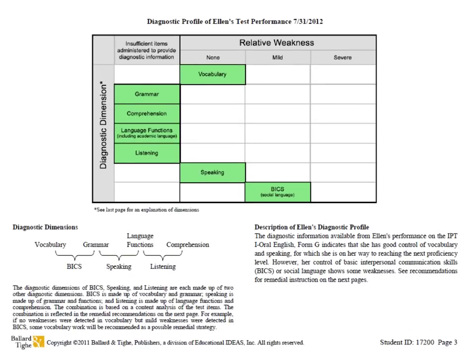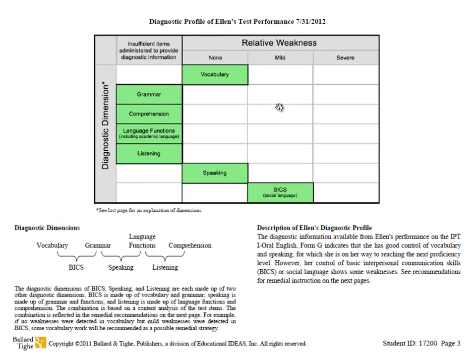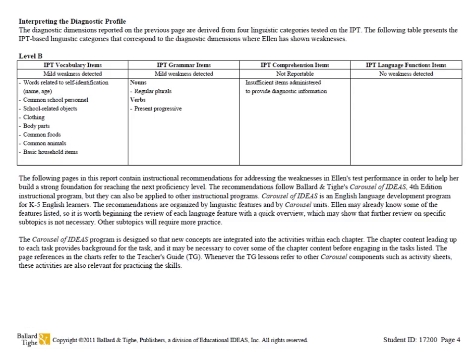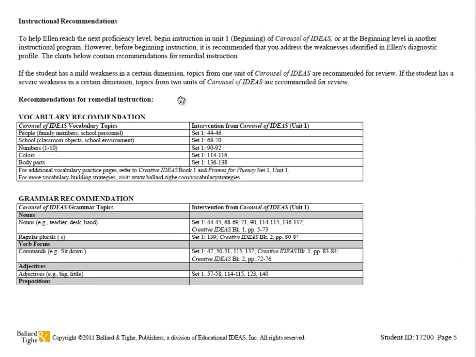On the third page, this graph represents the student's relative weaknesses for each diagnostic dimension. For example, this student has a mild weakness in BICS and no weaknesses in vocabulary or speaking. Because this student scored at level B, there were insufficient items administered to provide diagnostic feedback on the other dimensions. On the fourth page, this table presents the IPT linguistic categories that correspond to the diagnostic dimensions where the student has shown weaknesses. On the fifth page, you'll find instructional recommendations for the weaknesses identified in the student's diagnostic profile.